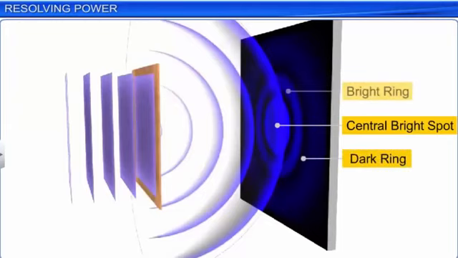The central bright spot is called the Airy disk. The intensities of the subsequent bright rings drop off very quickly as we move away from the central disk. In fact, 85% of light energy falls within the Airy disk.